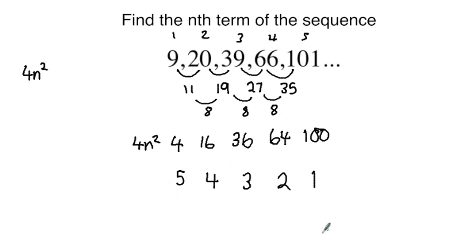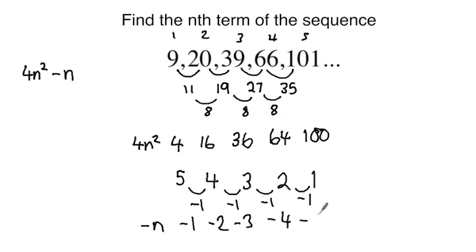So now I need to find the nth term of this sequence that's resulting. So it's going down by minus 1 every time, which is enough to tell me that it's going to be minus n. So if I wrote out the sequence minus n, that would give me minus 1, minus 2, minus 3, minus 4, minus 5, and so on. So I can work out how I get from the minus n sequence up to the one I'm now dealing with. Well, every time I'm adding on 6. So that must be 4n squared minus n add 6.